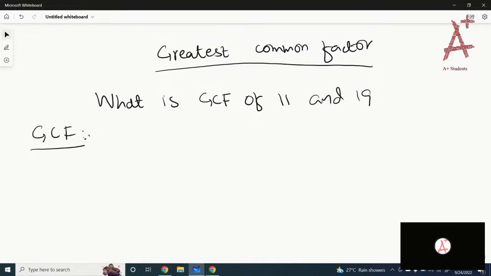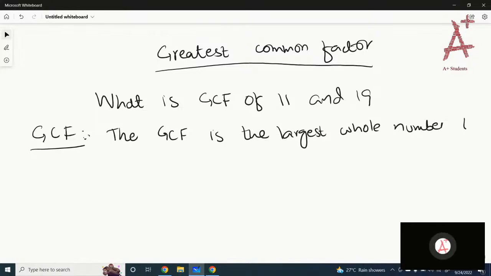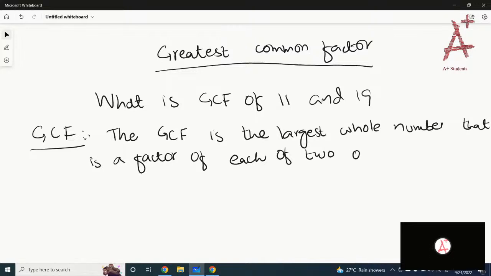Got it? Okay, the GCF is the largest whole number that is a factor of each of two or more numbers. So we have to write prime factorization for each number.